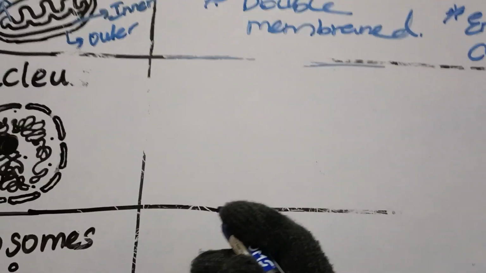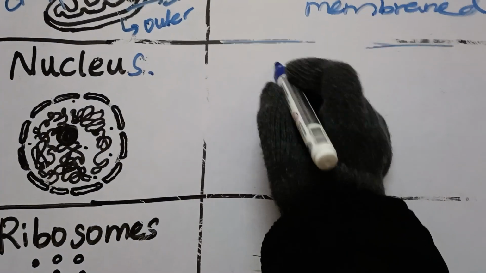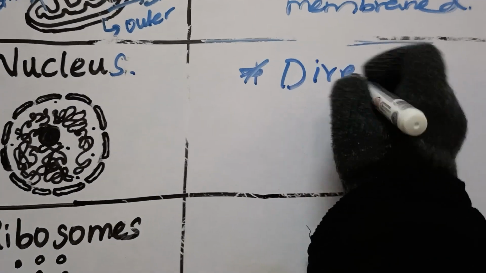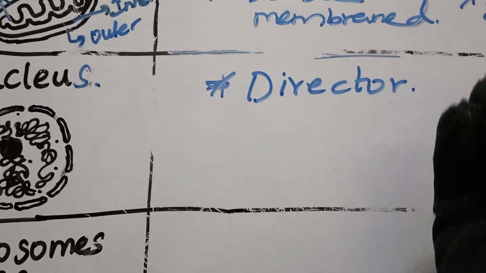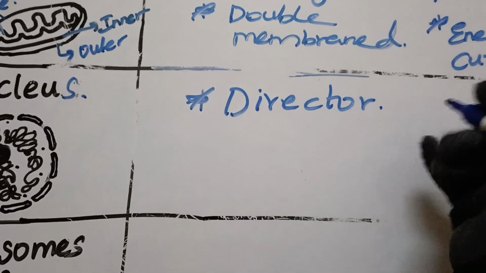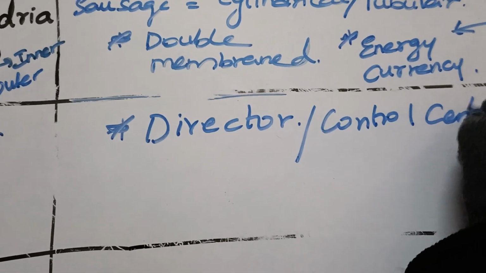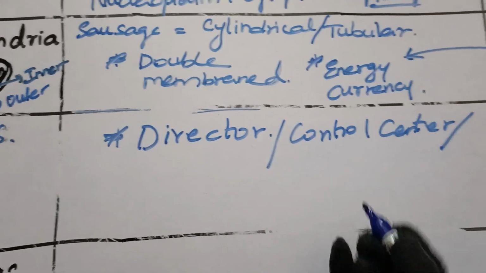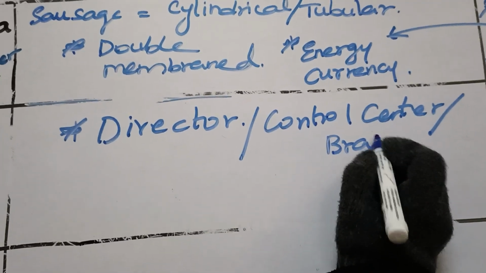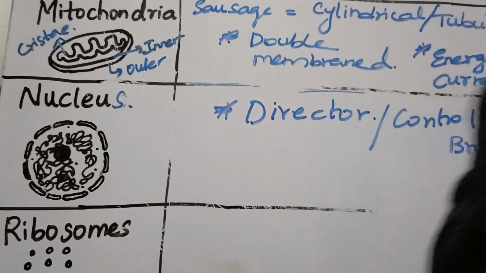Moving ahead. Next, talking about nucleus. Nucleus is the director of the cell. Just like how every film has a director, like that only it is the director. It is going to control. It is also called the control center, controller of the cell, or in simple terms, the brain of the cell. It is going to control what to do, what not to do. It is going to give the instructions.